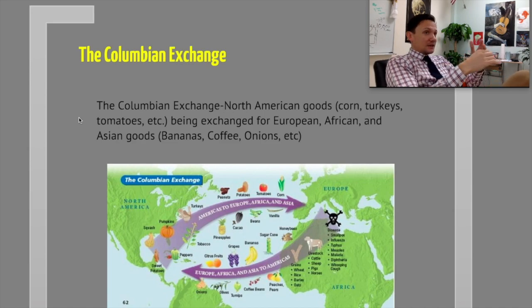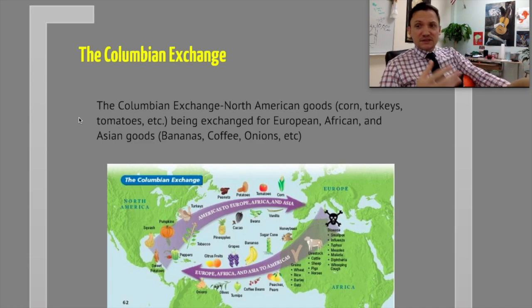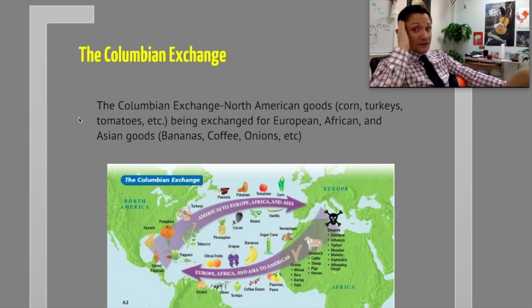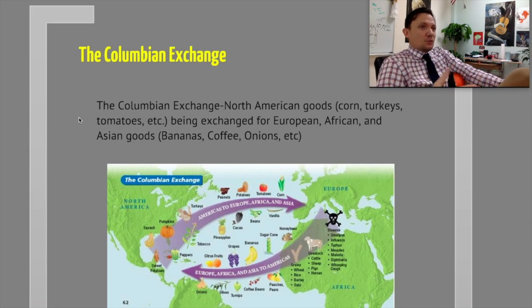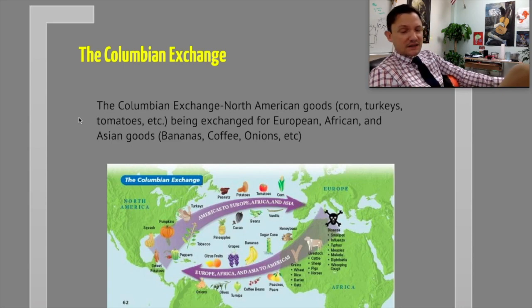So, the Columbian Exchange is an idea. It's something that just happened. It was not intentional. It was completely unintentional. It was something that just kind of occurred. It just happened. It just did what it did. There's no other way to explain it.